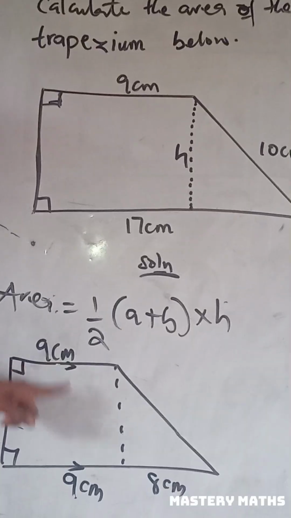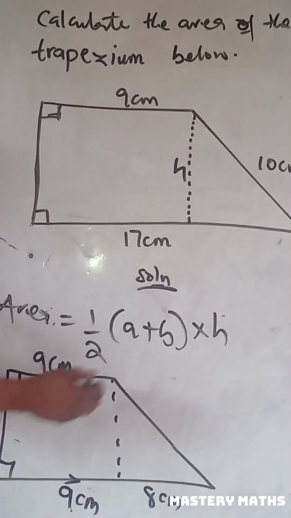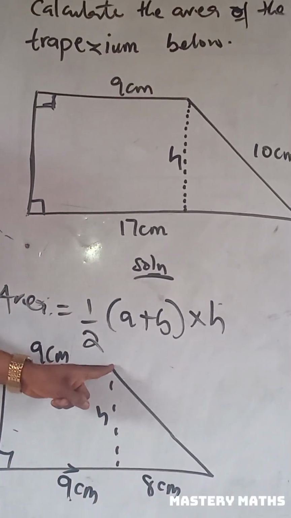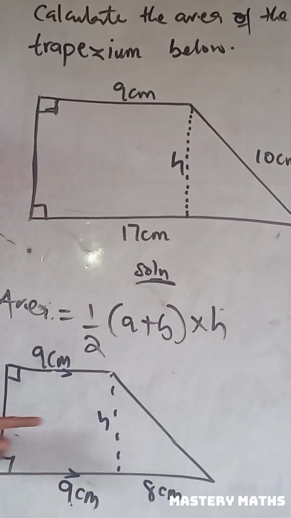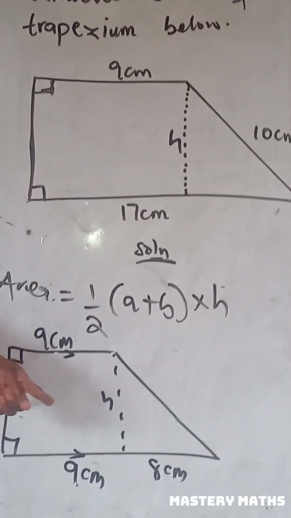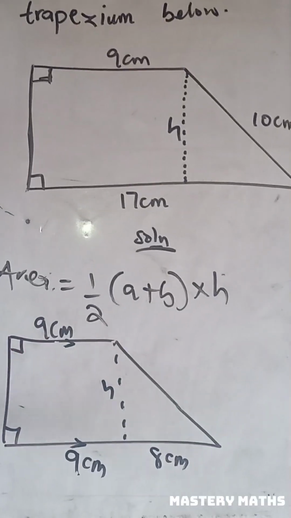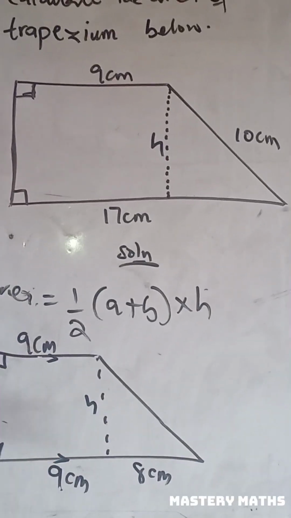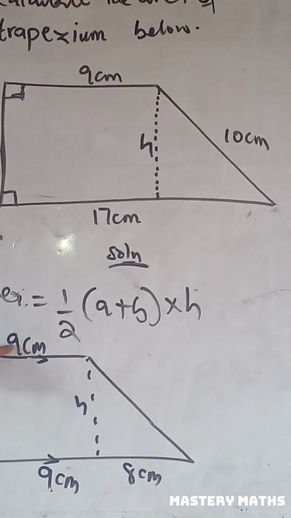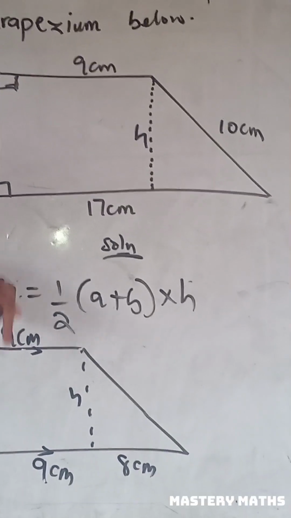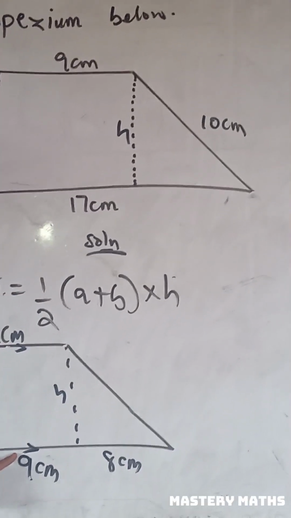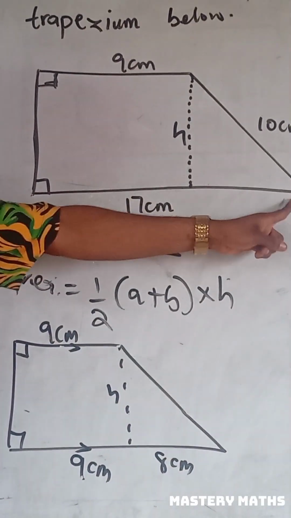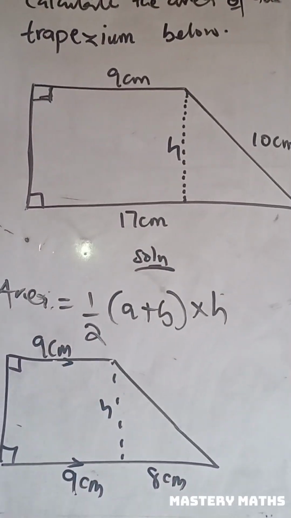Why? Because I've decided to create my height, I've split this trapezium into two shapes, a rectangle and a triangle. Have you seen it? And in a rectangle, the two opposite sides are equal. So if here is 9, here will be 9. Then 9 plus 8, making it 17. This 17 we have here. You've seen it now. Now, what is our aim?